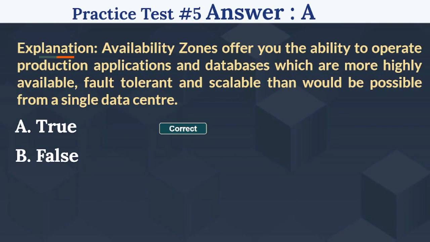So the right answer is A, true. Availability zones offer you the ability to operate production applications and databases which are more highly available, fault-tolerant and scalable than would be possible from a single data center. Let's move to the sixth question.